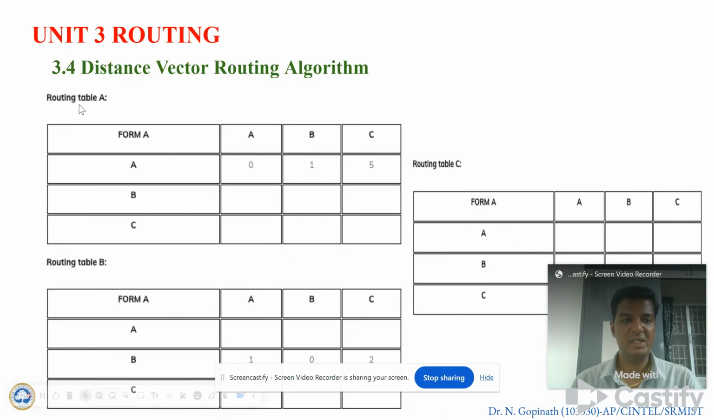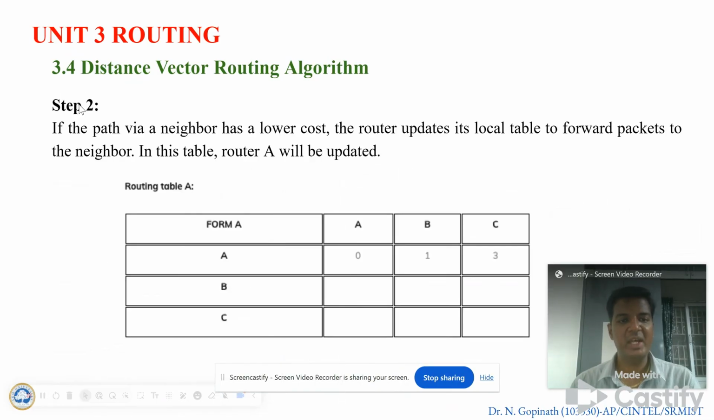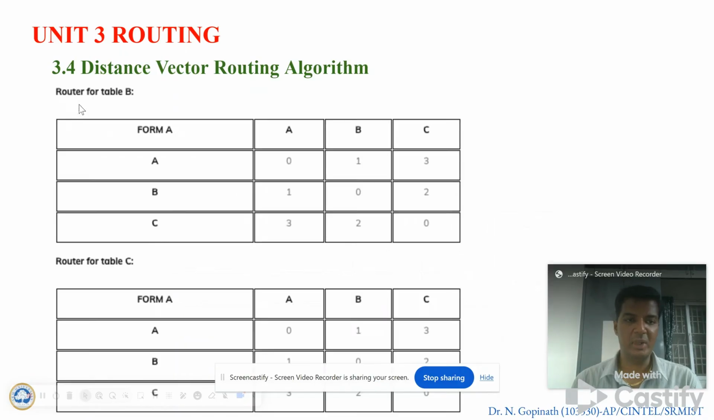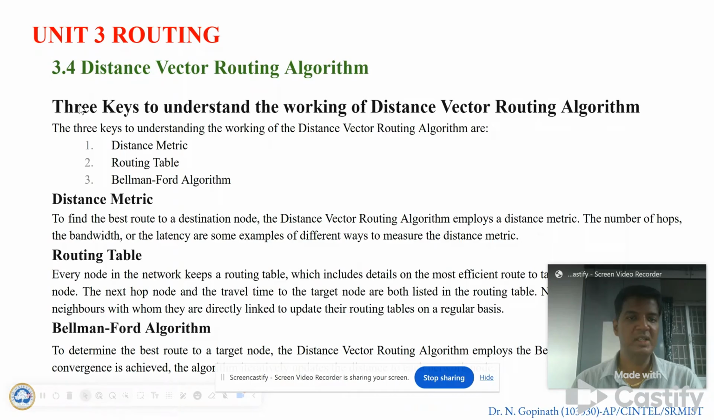So here is the table for each and every router A, B and C. If the path via a neighbor has a lower cost, the router updates its local table to forward packets to the neighbor. In this table, router A will be updated. The following is the final routing table for all the routers A, B and C with the lower cost distance vector routing protocol. Three keys to understand the working of distance vector routing: distance metric, routing table and Bellman-Ford algorithm.